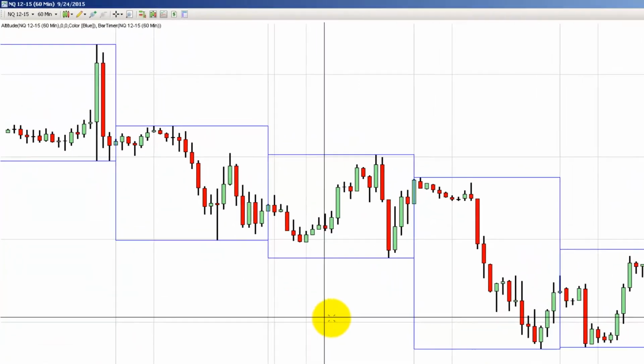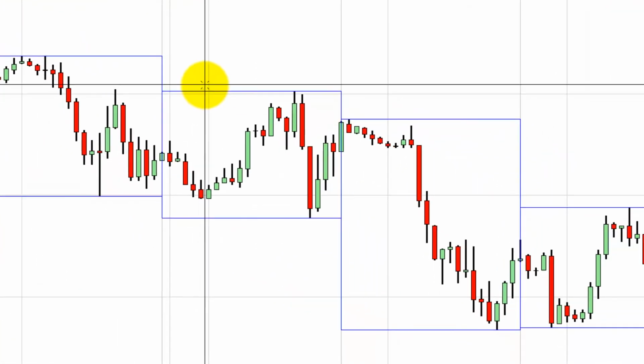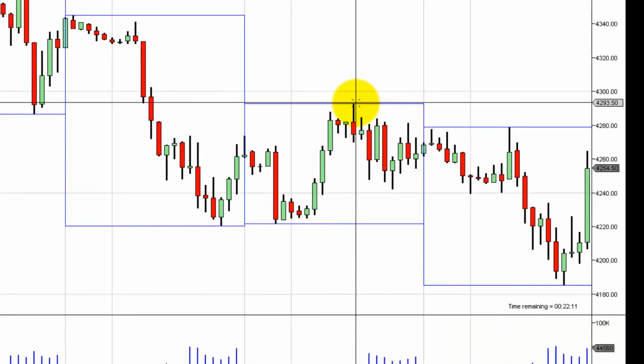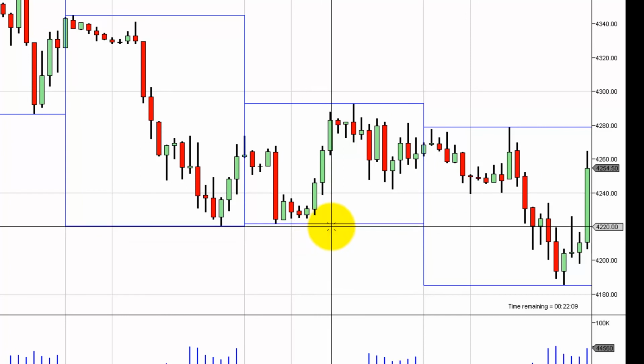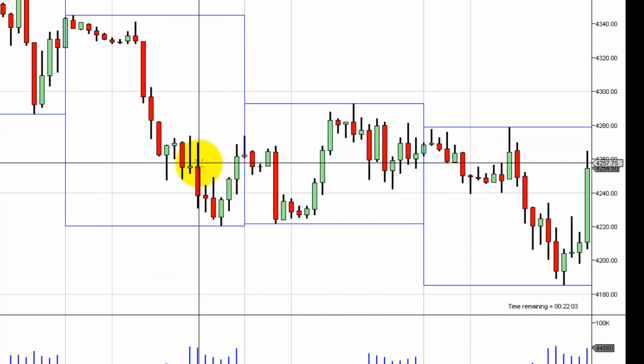Let's take a look at this daily trend. You can see we have a high and a low, followed by a lower high, lower low, lower high, lower low, lower high, lower low. Lower high, slightly higher low on this day. So it's actually encompassed by this one, and then followed by another lower high, lower low.